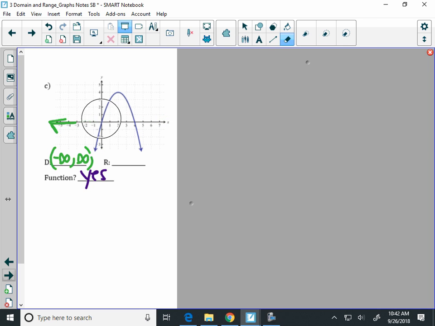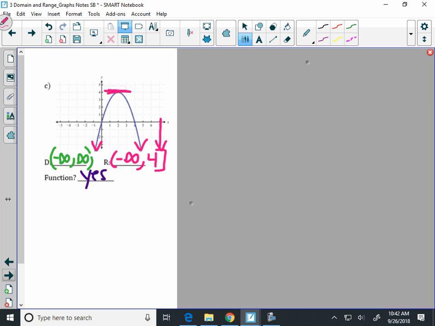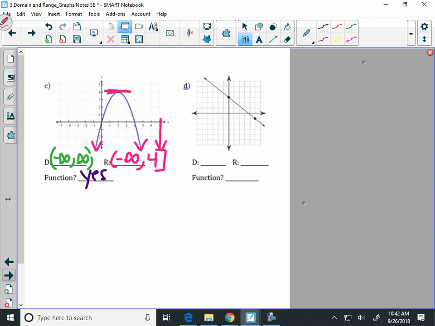When I do the range, I start at the bottom. Notice there are arrows on the bottom, which means you are going down to -infinity forever. You are stopping, though, when you get up to 4, so that gets a square bracket. All right, on this graph, there are arrows on both ends. It is a function because it passes the vertical line test.